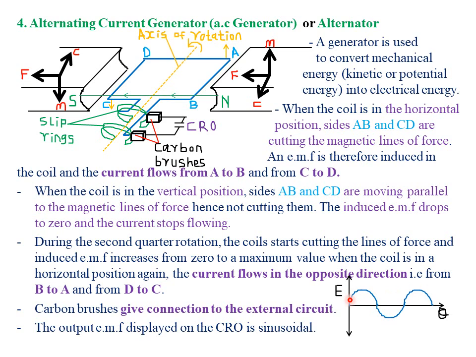Because the current is alternating from positive to negative direction and back, that is why this type of generator is called an alternator or an AC generator. That is, an alternating current generator.